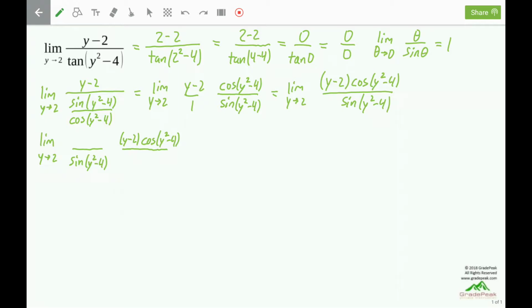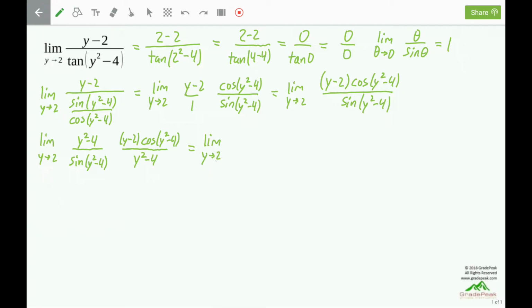And now we phase match. We have a sine in the denominator with a phase of y squared minus 4, so we're going to put a y squared minus 4 in the numerator to phase match it to make the identity. And then to compensate, we'll put a y squared minus 4 in the denominator of the other fraction. So that first fraction is the identity. It will equal 1 in the limit.